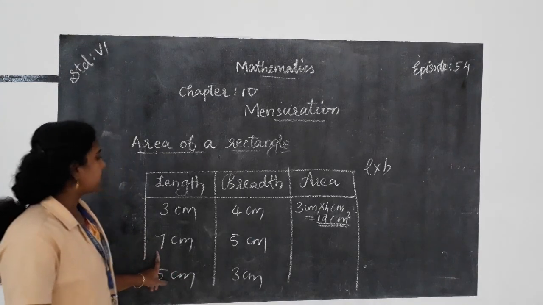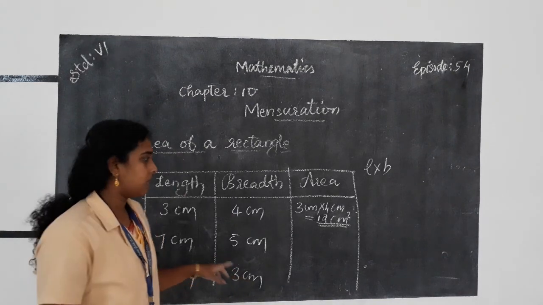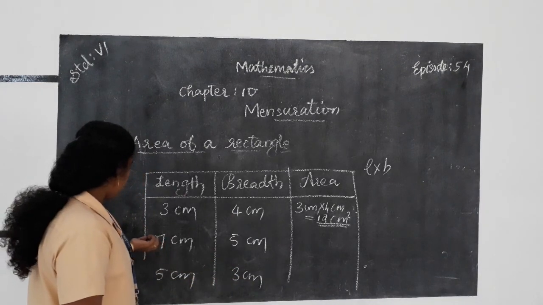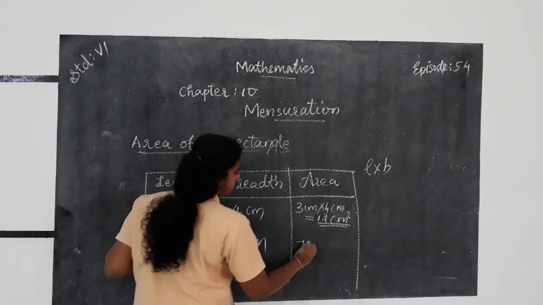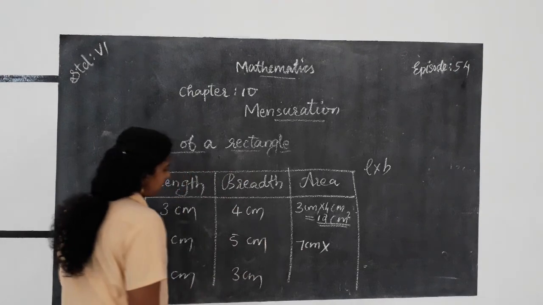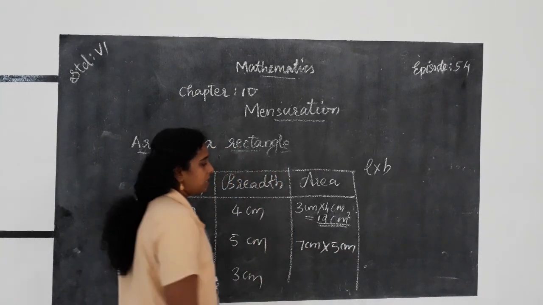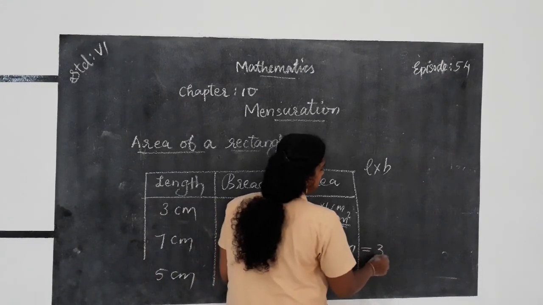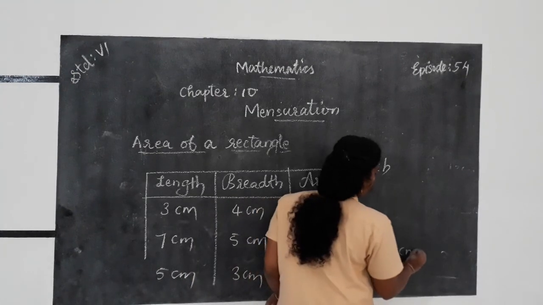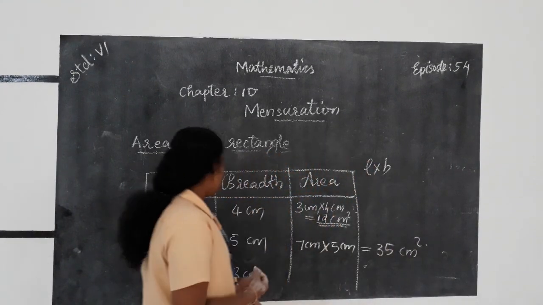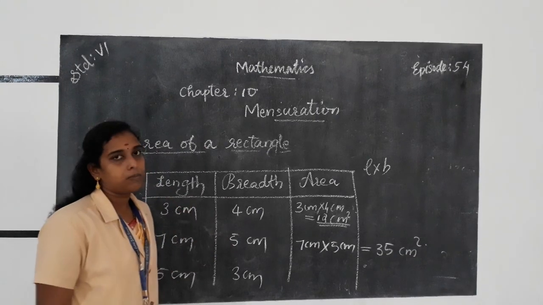Then in the second case, the length of the given rectangle is 7 centimeter and breadth is 5 centimeter. To find the area, the equation is length into breadth, which means 7 centimeter into 5 centimeter, that's equal to 7 into 5, 35 square centimeter. 35 square centimeter is the area of the rectangle having 7 centimeter length and 5 centimeter breadth.